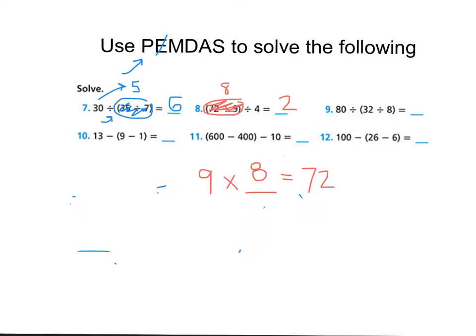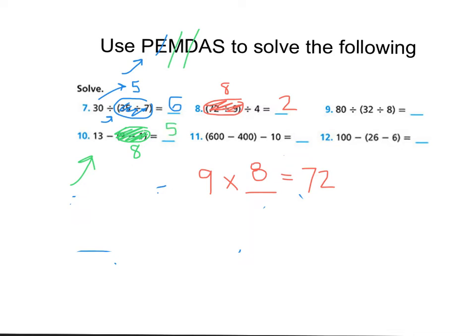Let's look at number 10. Number 10 is using subtraction. First, I'm going to do what's in parentheses, 9 minus 1. 9 minus 1 is 8. I don't have any multiplication or division. Now I'm looking for addition and subtraction. 13 minus 8, I'm going to start with my 8 and count up. 9, 10, 11, 12, 13 is 5.